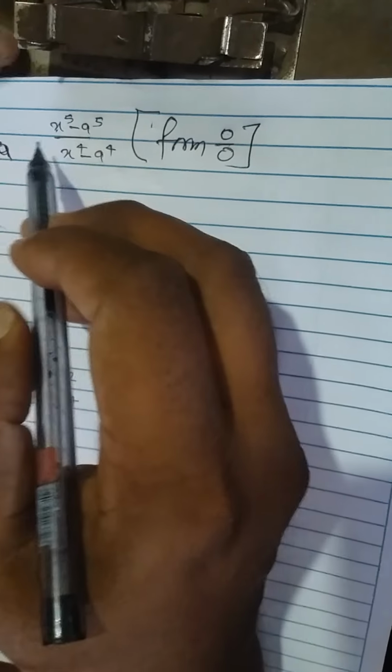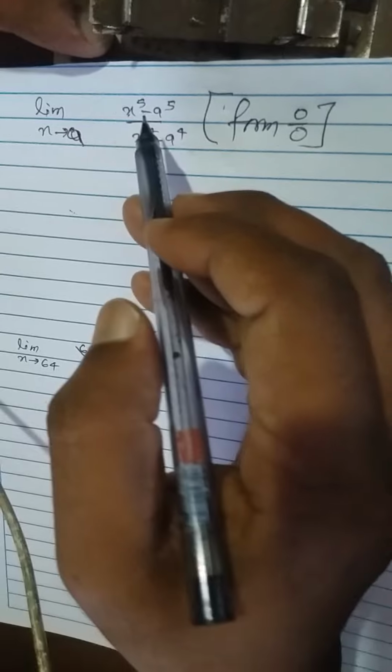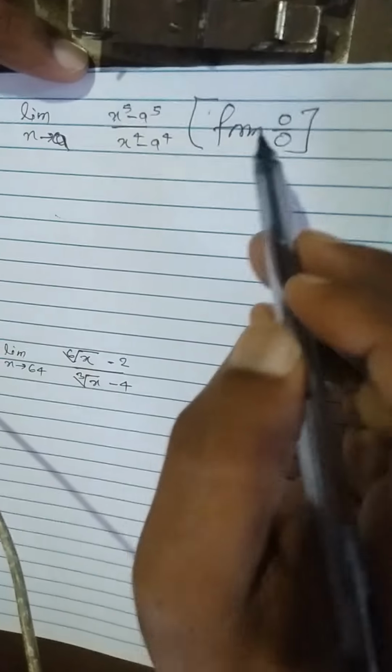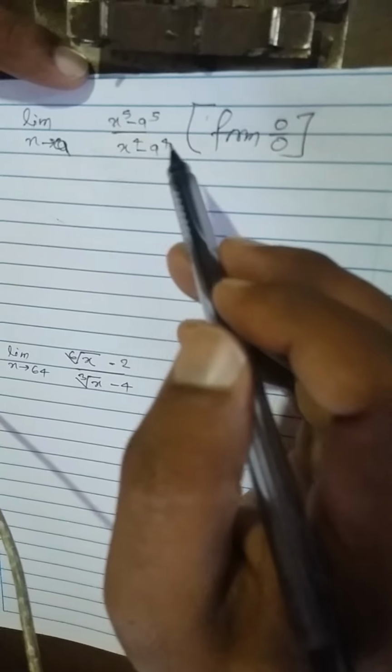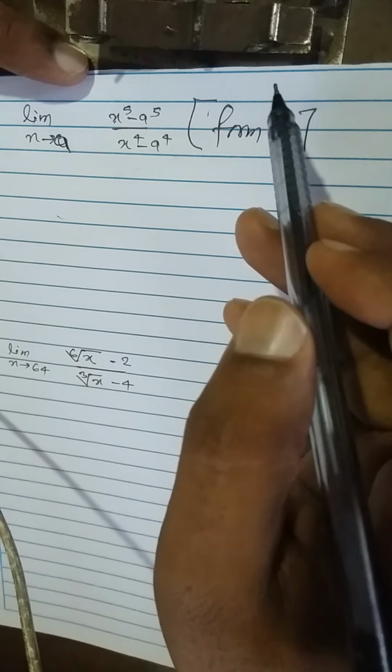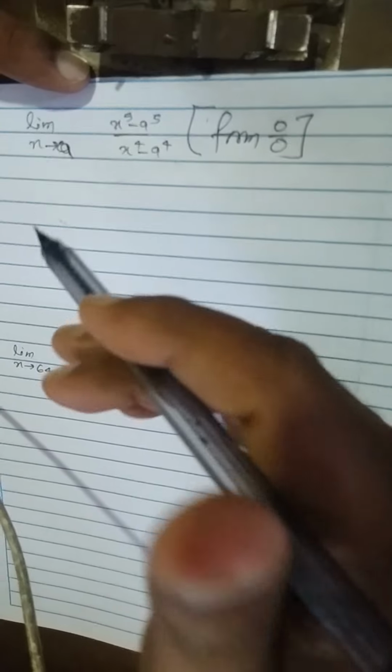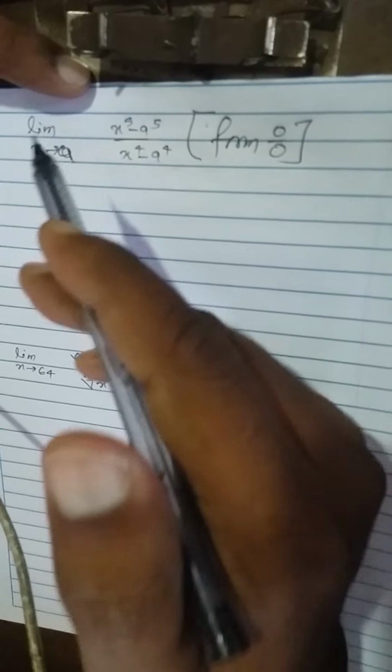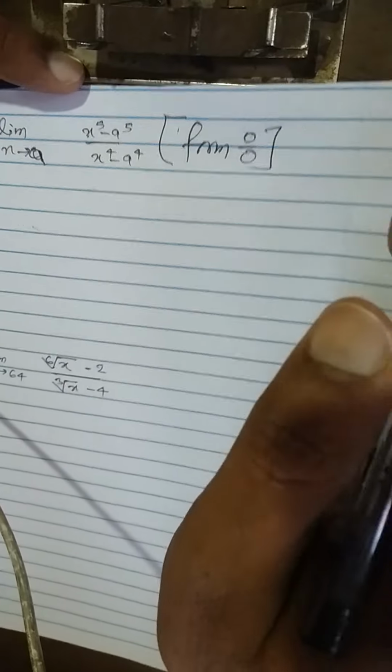As I told you, if an algebraic function is taking the form 0 upon 0, then to determine the limit there are three methods: factorize, rationalize, and formula. We have applied two methods, factorize and rationalize, till now. Now we are going to apply the formula.